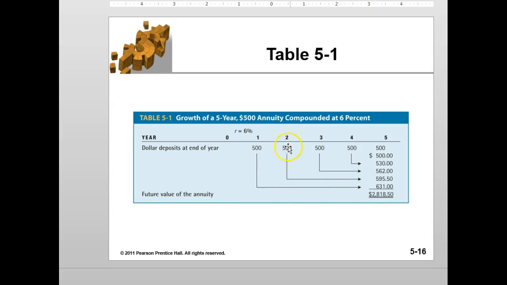Now, if we look at that here, you can see how this is calculated. There's the calculation for 1 period, for 2 periods, 3 periods, 4 periods, and then the 5th period. And that is added up and comes to 2818. You see how this time period is used when you're doing that. You're going into the future, so remember.